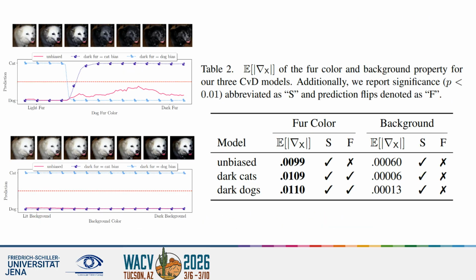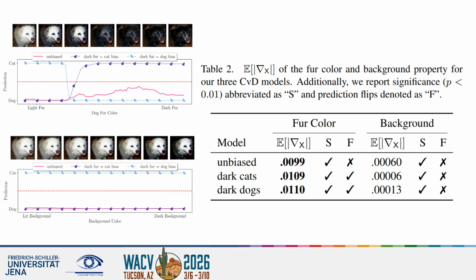We can now use this score to study the same behavior plots from before. On the left-hand side on the top, you can see the fur color intervention. On the left-hand side at the bottom, you can see the background intervention. On the right-hand side, you can see a table with our measured scores. We also note the significance and whether a prediction flip occurred. Overall, we find that our score correlates with prediction flips.